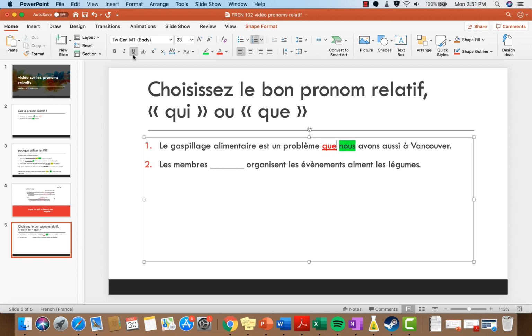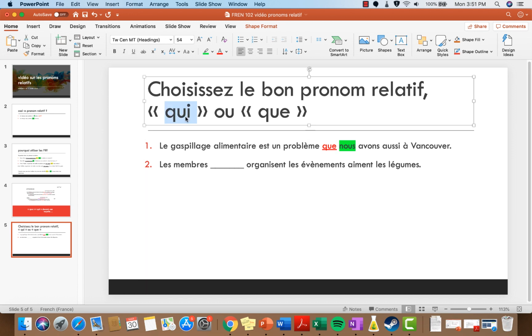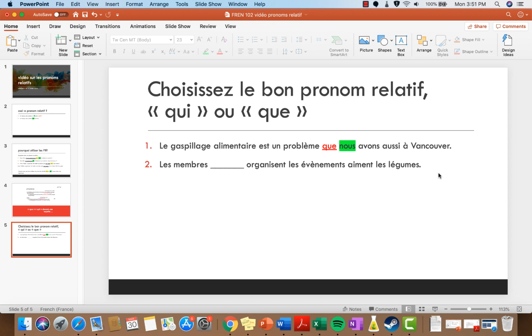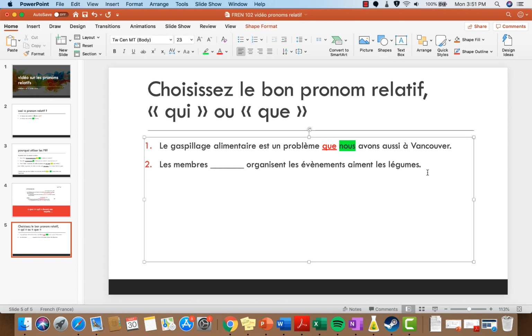So that means you have que, right? Because remember, if you're using qui as the pronom relatif, it's always replacing a subject. If we already have a subject in the second sentence, we don't need a qui, we need a que, okay? So if I want to go in detail now, if I want to break this down into two different sentences, I'll show you what I mean here. Est un problème. Nous avons aussi ce problème à Vancouver. Okay, so you'll see here that I'm repeating myself with ce problème.